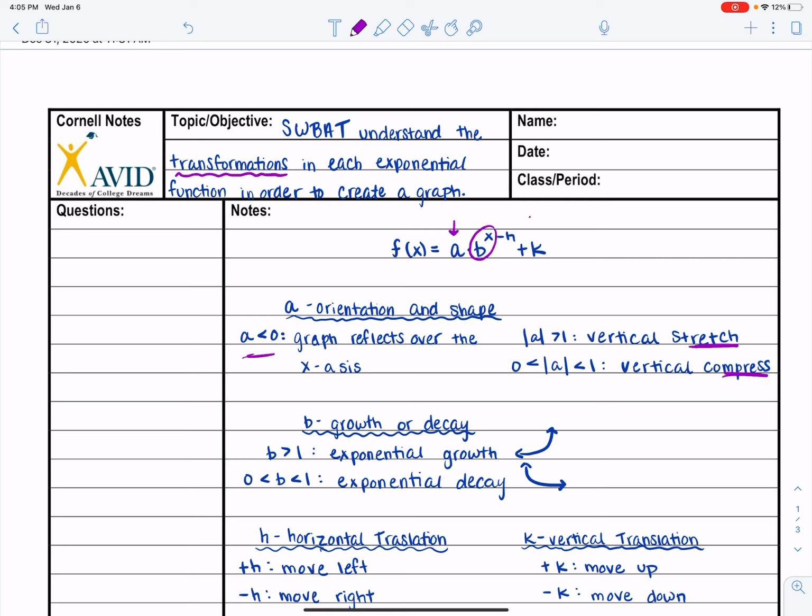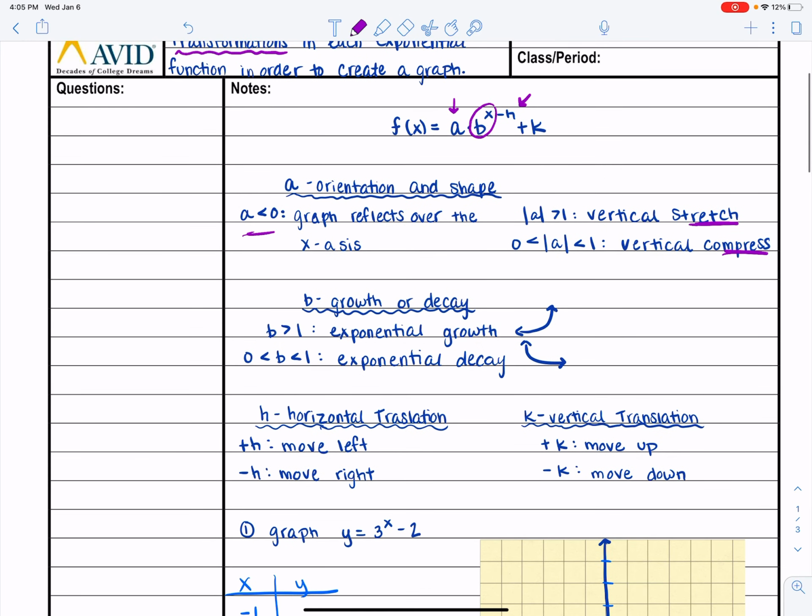If we subtract a number h from x, so if we have a subtraction in the exponent spot, it's going to move the graph to the right, and if we add, it's going to move the graph to the left. If we have a number k that's added to the back end of our equation, if we are adding k, our graph will move up, and subtracting k, our graph will move down.